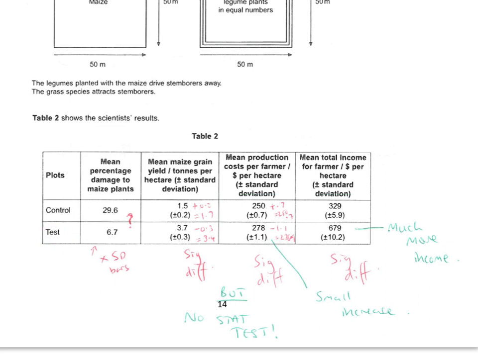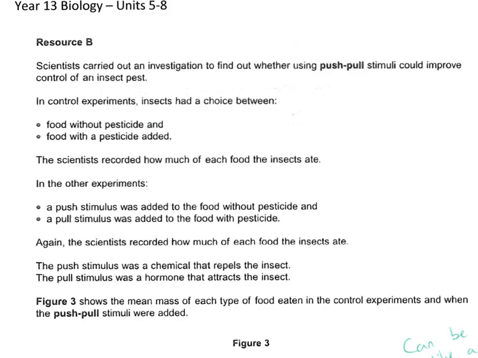A control would have to be done in exactly the same way, but without the push-pull stimulus. So in the second investigation, we've got push-pull stimulus again. So the push is on food without the pesticide. So this is to try and deter the pests from eating that. So will they go to another crop that's got this push on it? So it's a chemical that does that.